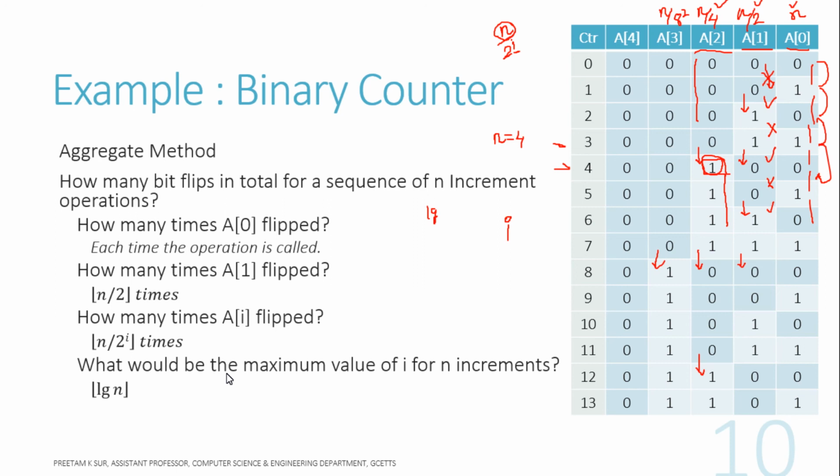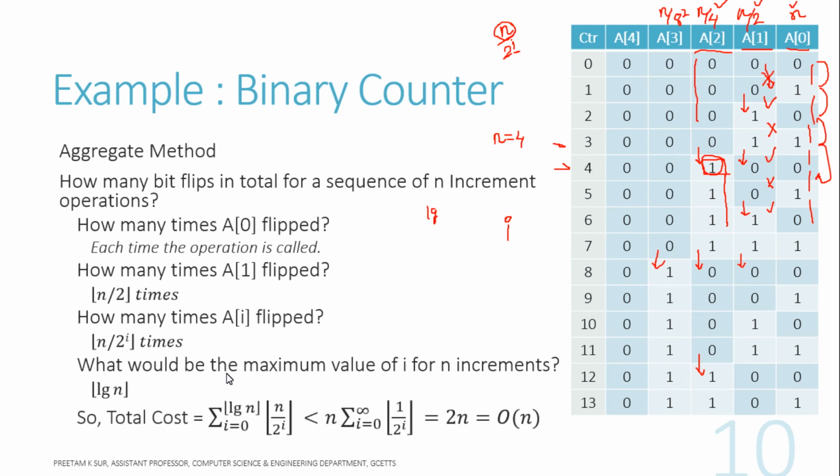Now we can try to find out the total number of bit flips in the sequence of n operations. It is going to be the summation for i equal to 0 to log n, and since the ith bit is flipped n by 2 to the power i times, the summation of n by 2 to the power i from i equals 0 to log n. Okay, because the value of i can be at most log n. Now this summation can be upper bounded by this expression.